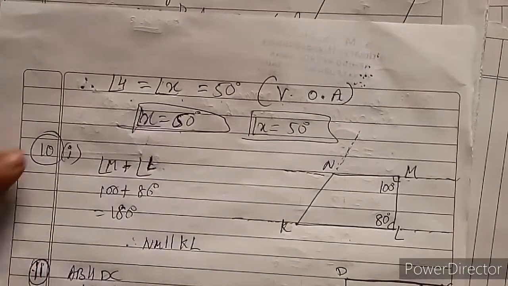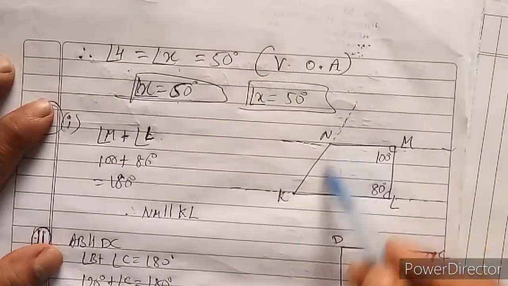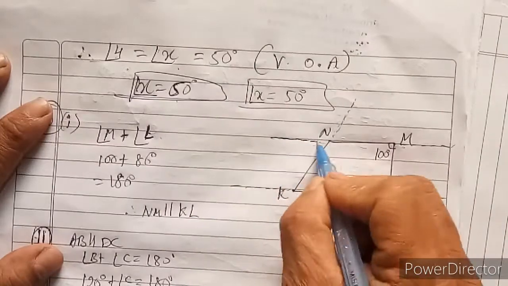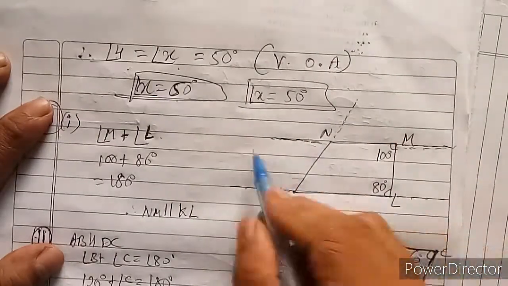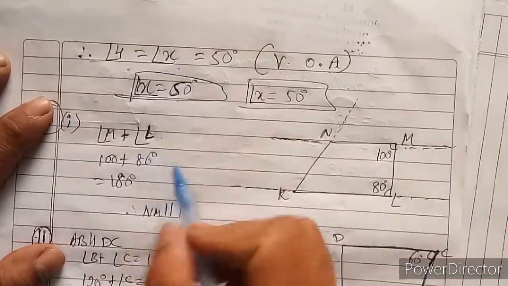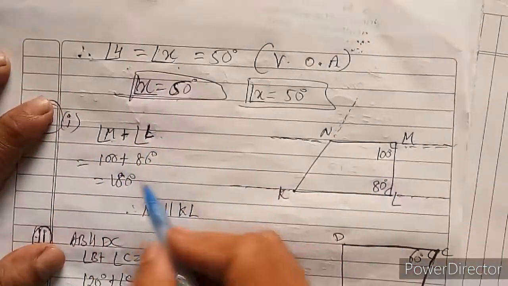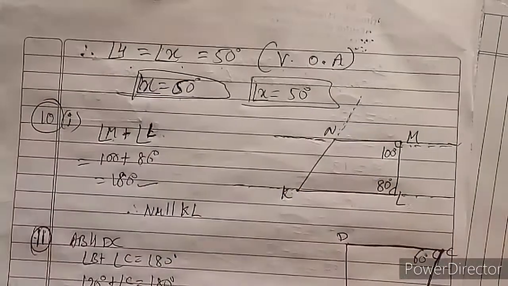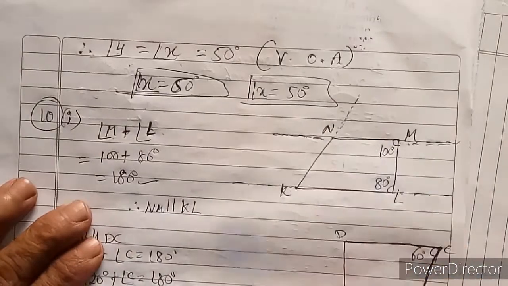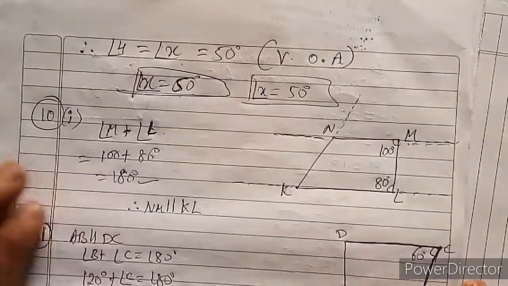For the 10th one, I have drawn one figure. This line is parallel to this line. This line is equal to this line. We have taken this as parallel to this, because I have drawn the external dotted lines. Here also, these lines are parallel to this line. Then angle M and angle L, we have to add them. 100 degrees plus 80 degrees is 180 degrees. That is exactly the sum of the interior angles. Therefore, we can say NM is parallel to KL. This is the 10th one, finished.